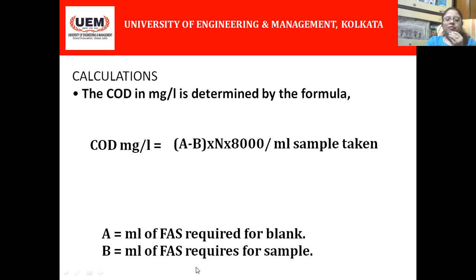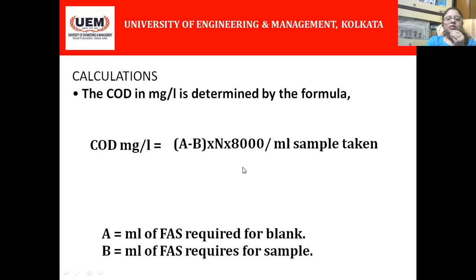B is the ml of ferrous ammonium sulfate required for the sample. As in our sample, there is some waste material present, organic, inorganic or bio waste. So some amount of potassium dichromate will get reacted with that sample. We cannot measure directly what amount of potassium dichromate is getting reacted with the sample, so from back titration, we are measuring it.